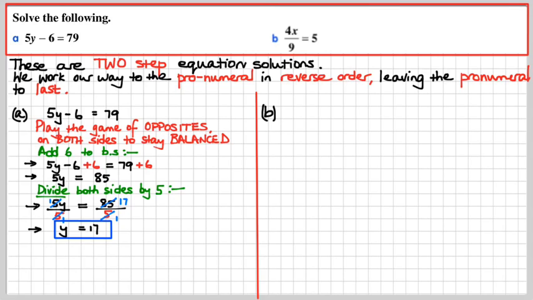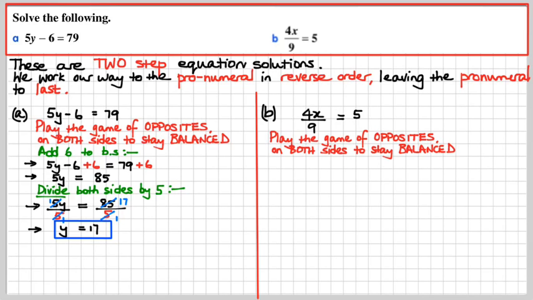Yes? Great. B, for you and me, we've got 4x over 9 equals 5. So therefore, what are we going to do? That's a two-step process as well. It doesn't matter which one we do first, the 4 or the 9 there, because that'll work just the same. So yes, we play the game of opposites on both sides to stay balanced. Multiplying both sides by 9, we're going to get that. That's the way I've chosen to do it, and then I'll divide both sides by 4 in a moment. So let's just cancel that out. The 9 goes into the 9 once on the left.